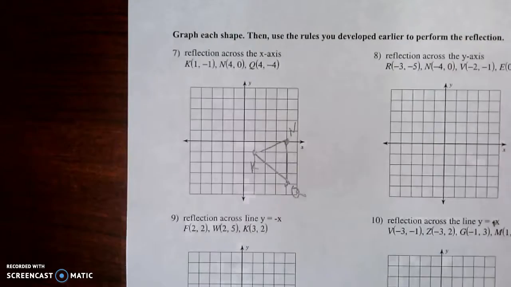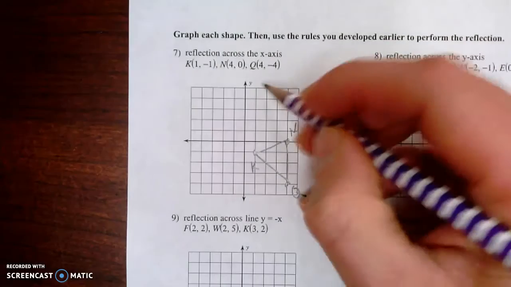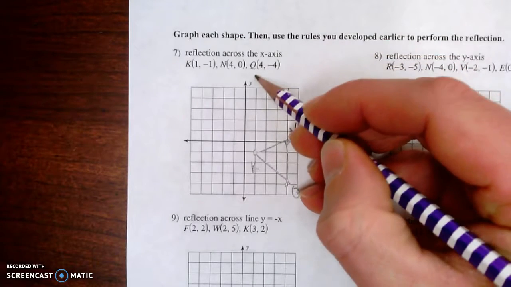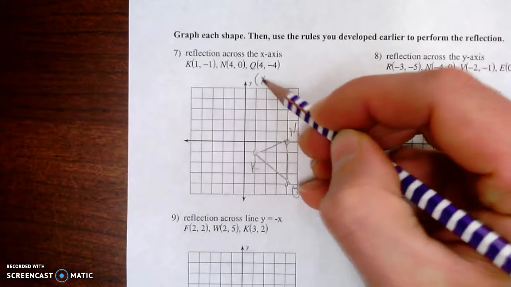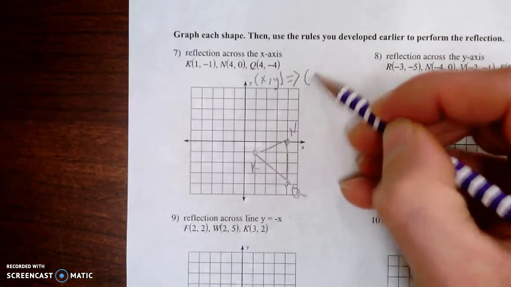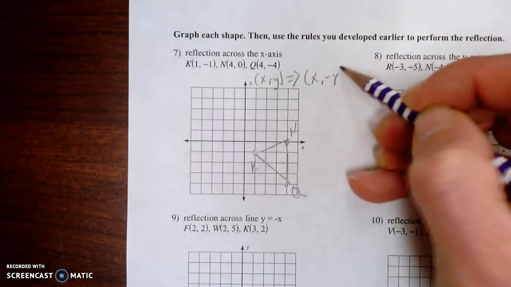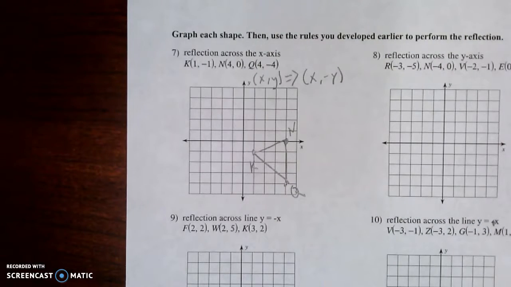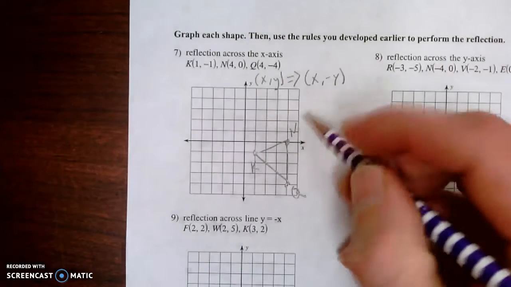Then we're going to use our rule for reflection across the x-axis, which, by the way, I'll give to you as a freebie. It is (x, y) becomes (x, -y). So the sign changes on the y-coordinate.